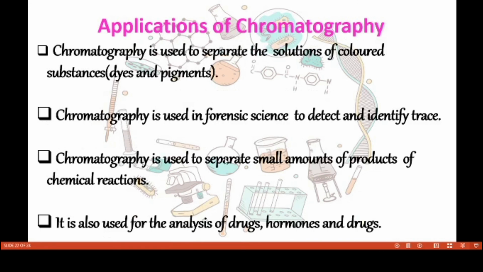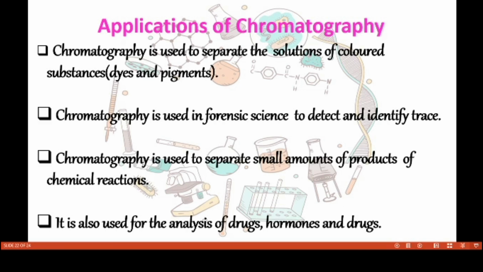And you understand? So from this we conclude that the chromatogram obtained by using black ink in this experiment has three colored spots on it. This means the given sample of black ink has three different dyes mixed in it. So chromatography is an important tool in chemical analysis. It is used to separate small amounts of dissolved substances.